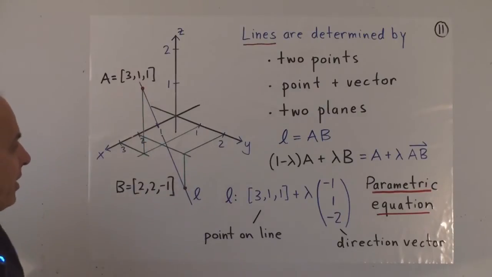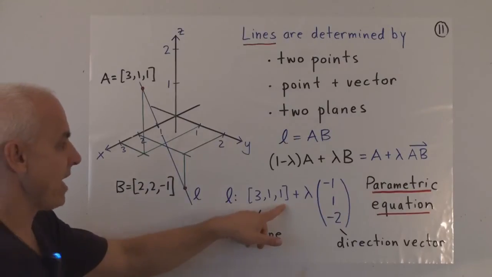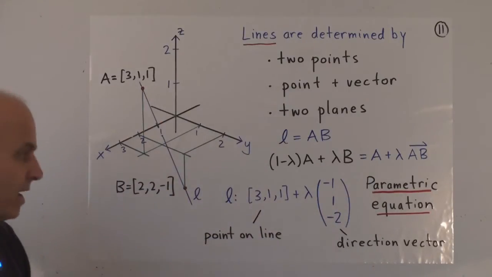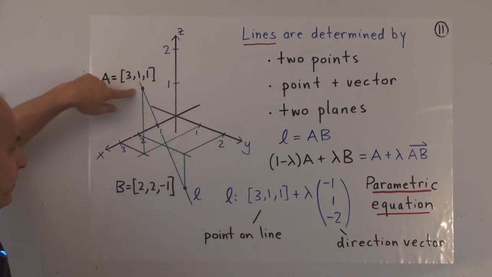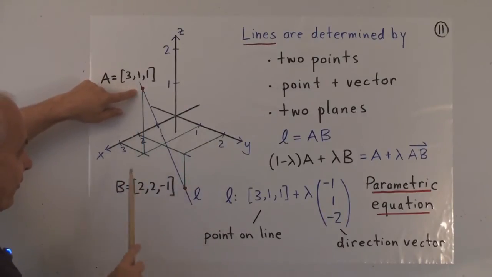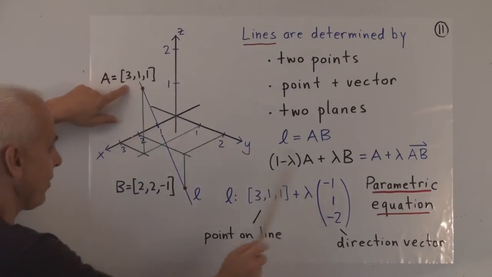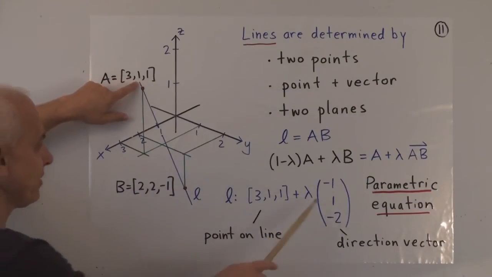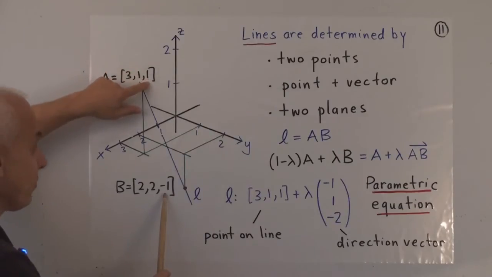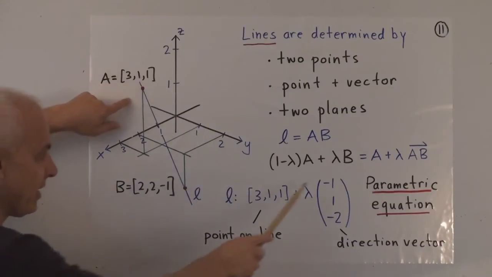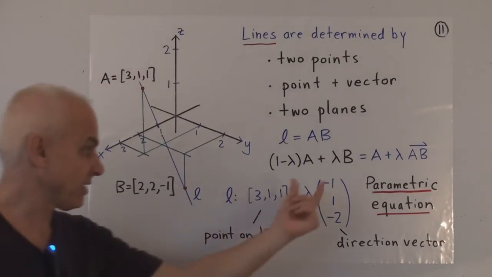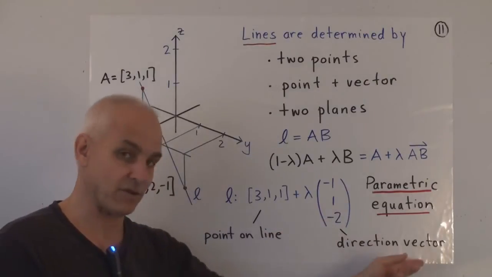So for example over here, we can think of this line as being described by, first of all, the point A, which is (3, 1, 1), plus lambda times the vector joining A to B. What is that vector? We get it by taking the difference between the coordinates. 2 minus 3, that's -1. 2 minus 1, that's 1. And -1 minus 1 is -2. So the vector AB from here to here is that vector there. And I've written it in a column to remind you that it's actually a vector.